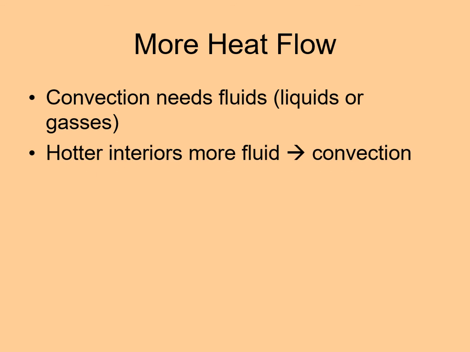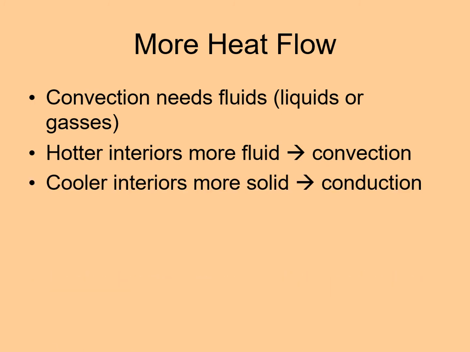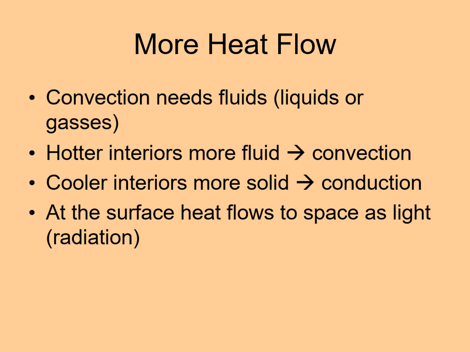So this creates a natural division between worlds in the way that heat flows. Worlds with hotter interiors are more likely to be fluid enough for convection, so that's the way most heat flows through them. Worlds that are cooler are more rigid inside, so convection can't happen, and the only way heat can flow is through conduction. As we mentioned before, radiation doesn't play a role in moving heat inside planets, but it is the main way heat is lost from the surface of the planet out into space.